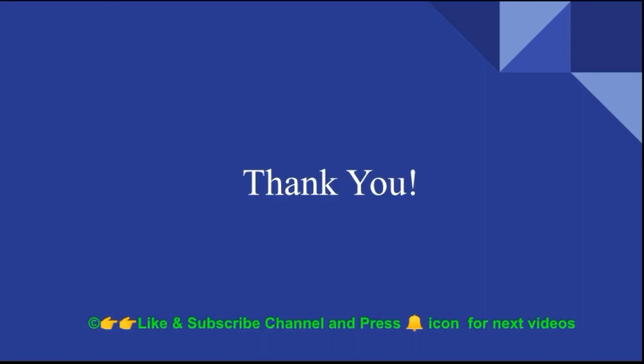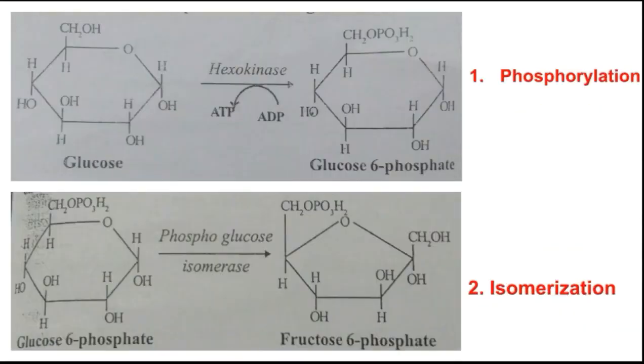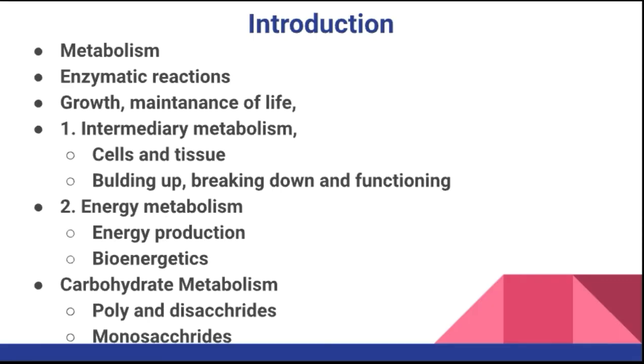Today we have seen the process called glycolysis. First of all, we saw the introductory idea of the chapter, the metabolism of carbohydrate. First, we saw the definition of metabolism. After that, the types, intermediary metabolism as well as energy metabolism. Then we saw what carbohydrate metabolism is, what reactions occur, and the conversion of polysaccharides and disaccharides into monosaccharides.